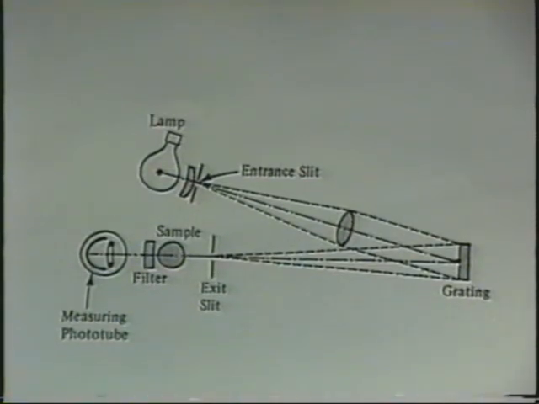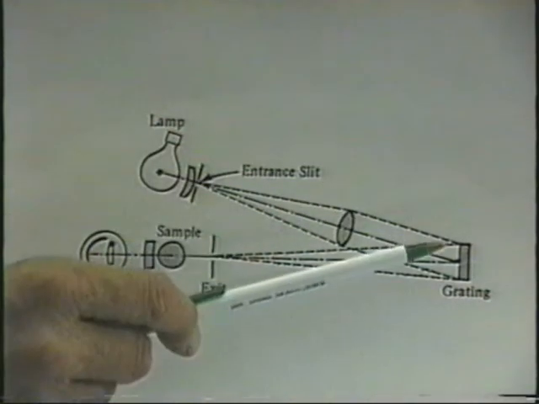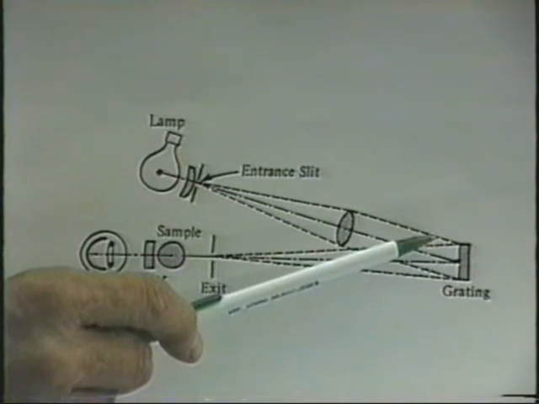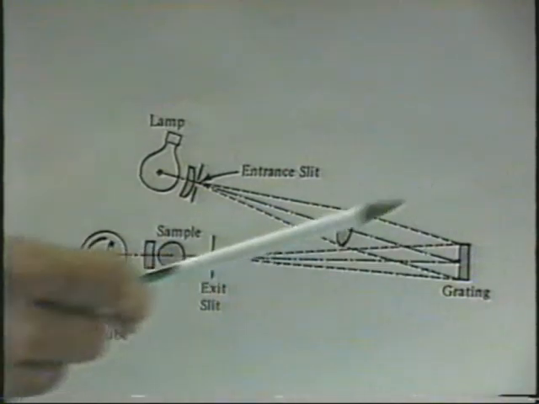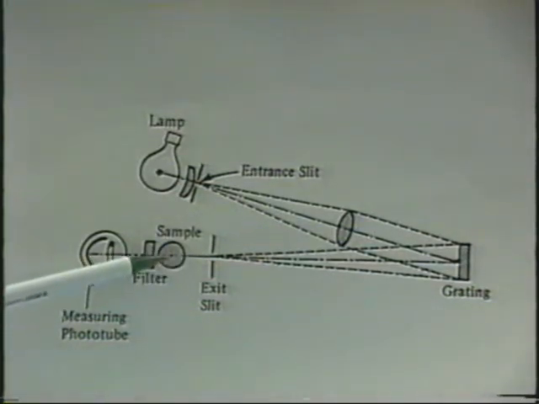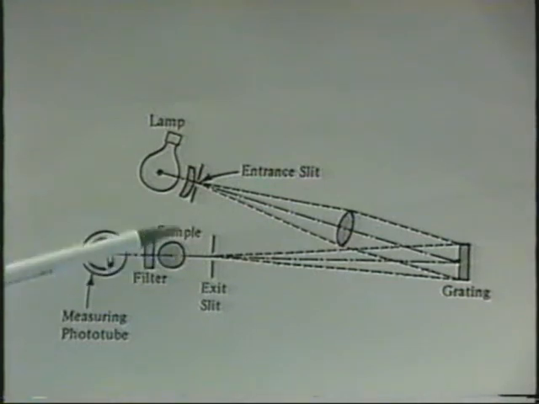A schematic diagram of this instrument is shown here. A lamp similar to what you find in a slide or movie projector generates a wide range of wavelengths or colors of light. This goes to the grating here, where the colors are separated into a rainbow. And then the correct color of light, needed for the analysis, is selected by the slit here and allowed to pass through the sample, which is over here.